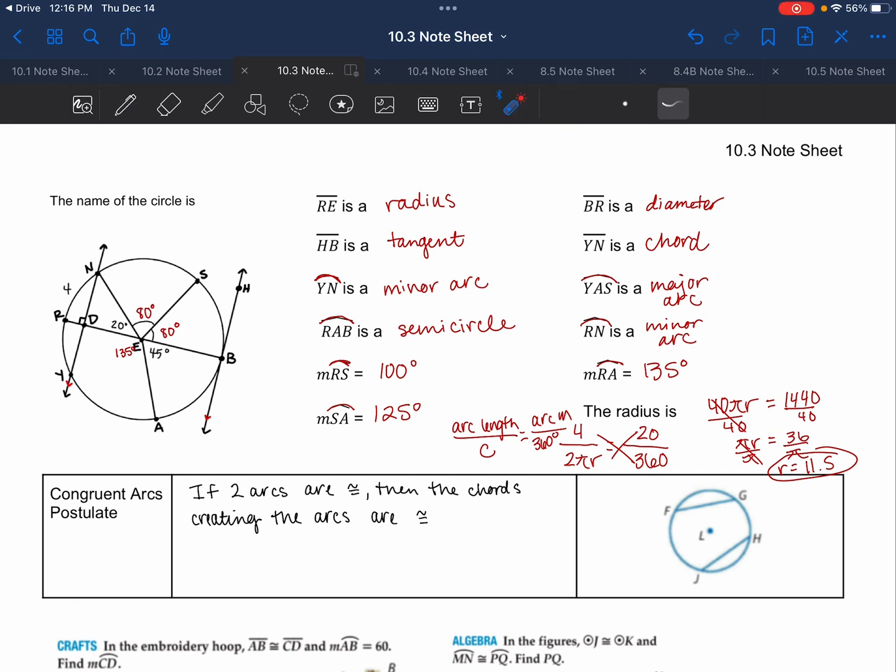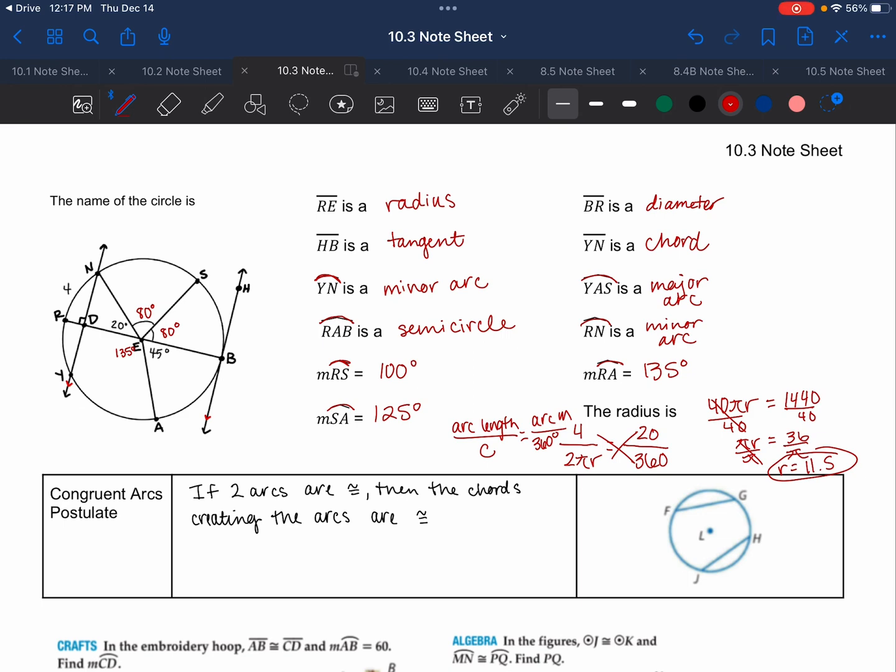So the arc measure is 20, the arc length is 4, 20 is out of 360 degrees, and instead of circumference, I put 2 pi r. So that's another way to find circumference, and that way my only variable is r, which is radius. So I cross multiply, get this, divide by 40, then divide by pi to solve for r, and get that the radius is 11.5.